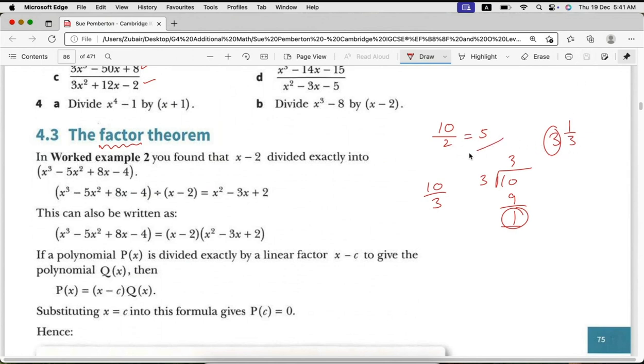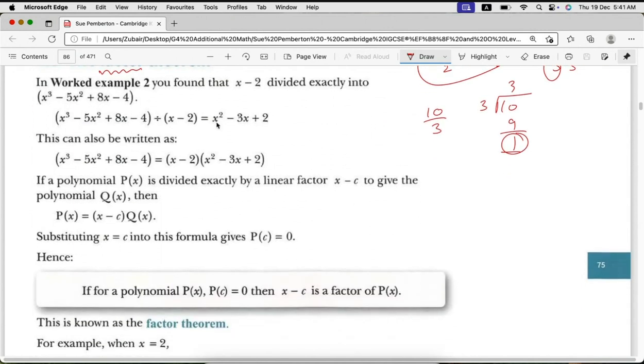So when it is a factor, there's no remainder. 10 divided by 2 is 5. There's no remainder. This is basically the factor theorem. So when we divide the first expression with the second, we are getting no remainder. It is exactly divisible by x minus 2.